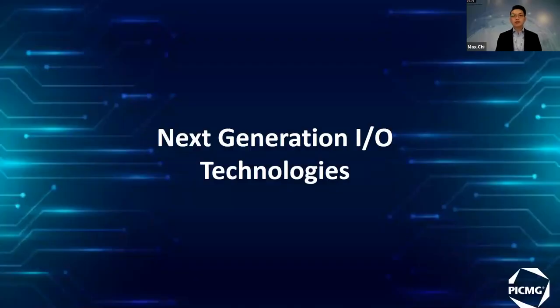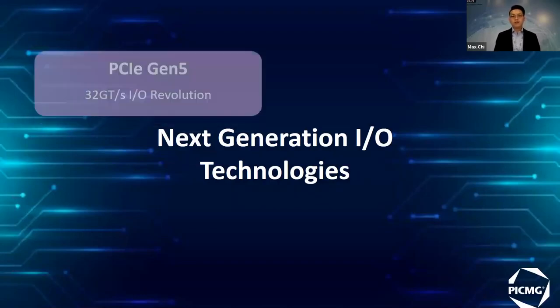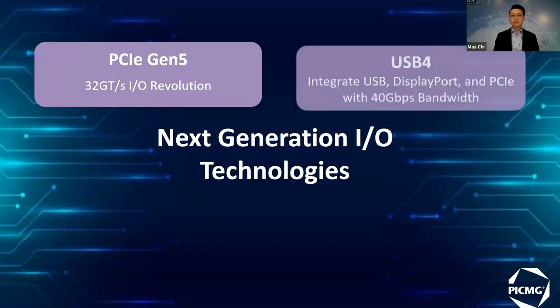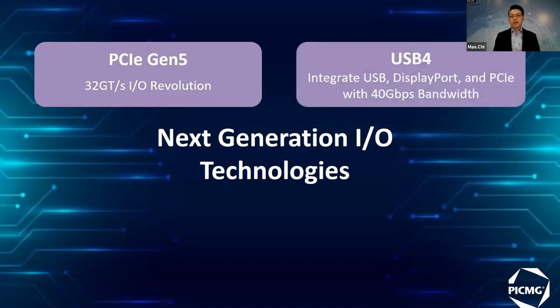So we have mentioned new technologies are coming, right? So what are they? First, PCI Express Gen 5. It brings 32 GT per second, high speed, and it makes an I/O revolution to provide you more possible usage. Then USB 4. It integrates USB, DisplayPort, and PCI Express signals all together with 40 gigabit per second bandwidth. So it makes USB a powerful but easy to use protocol.